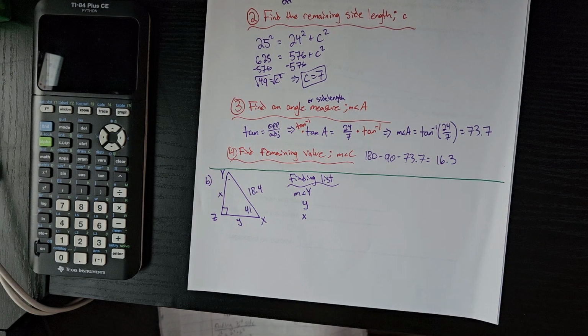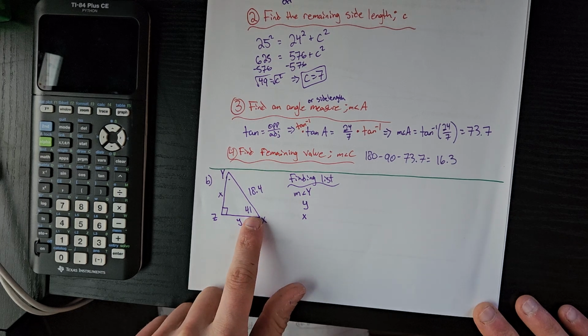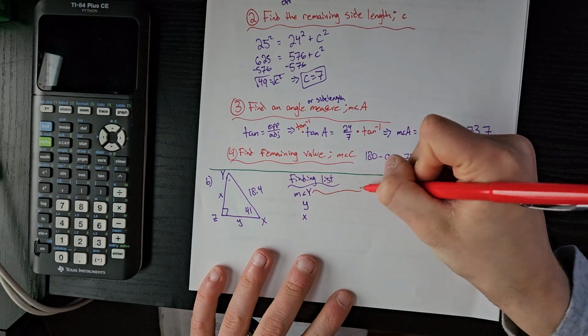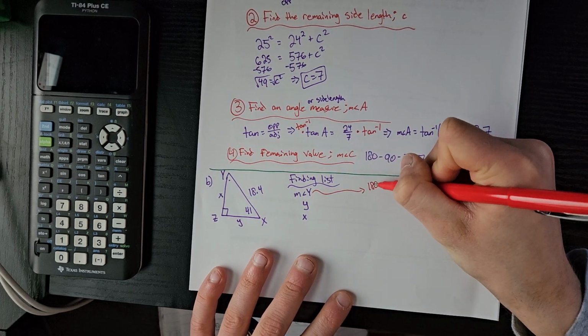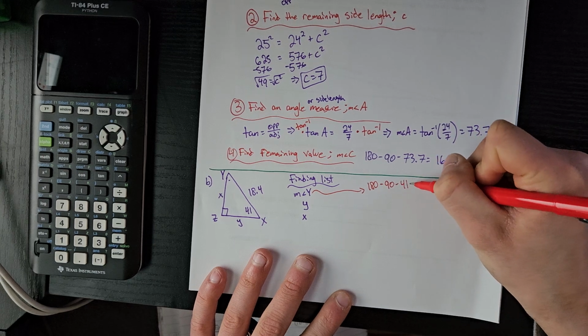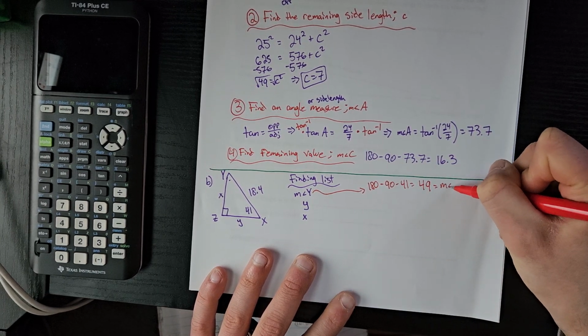The first one that we should do, which might be the easiest one, is to find out what this measurement of angle y is. Since I'm already given a 41 and the right angle, I could add up everything that I have. Or I could subtract everything. So 180 minus 90 minus 41 is going to give me 49. So that's my measurement of angle y.